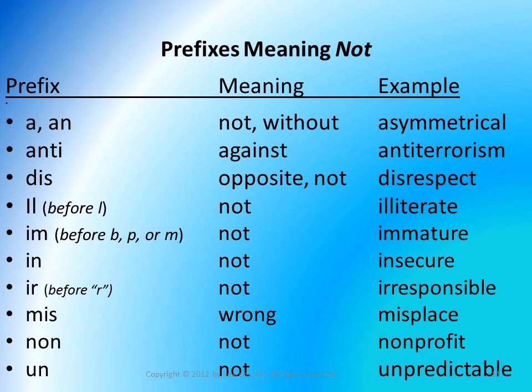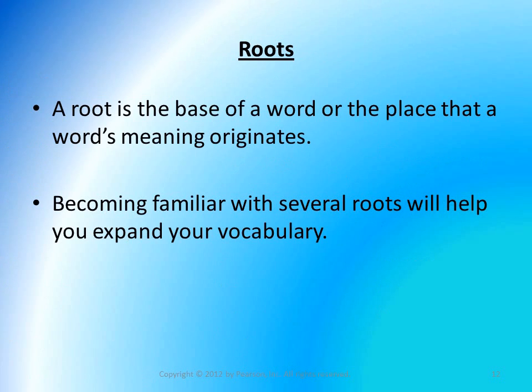Non is not, like non-profit, so a company that's not for profit. And un means not, like unpredictable, so not able to be predicted. Okay, so those are just examples of prefixes.